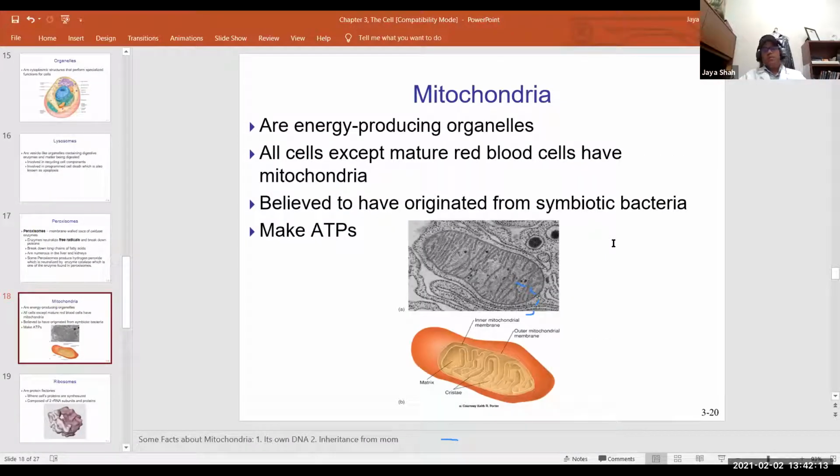Next organelle is mitochondria. Some facts about mitochondria. Scientists believe mitochondria somehow in our ancestors moved in as bacteria, got inside our cell and lived there permanently in a symbiotic relationship. This means bacteria got inside the cell, started making ATP for our cells, and then lived together with our cell. That's how it became a permanent resident inside the cell. Mitochondria are energy-producing organelles. This is the only organelle which has a double membrane. You can see here the outer membrane and the inner membrane. The enfolding of the inner membrane is called crista. This is where ATP is made by oxidation of fatty acids or glucose.